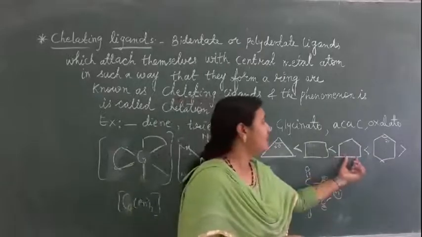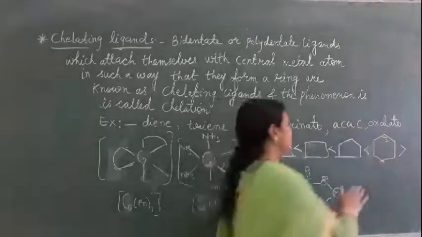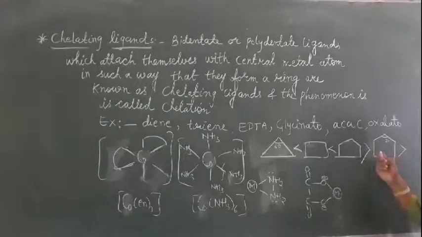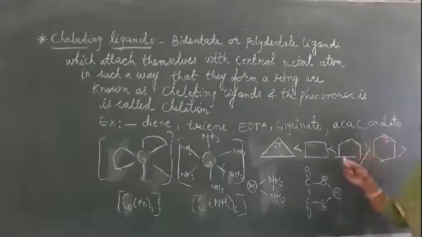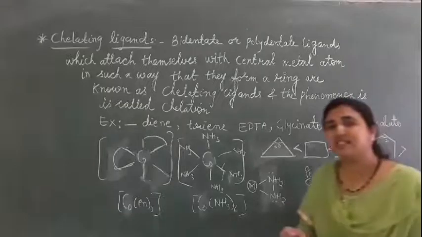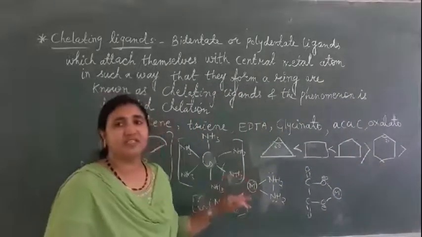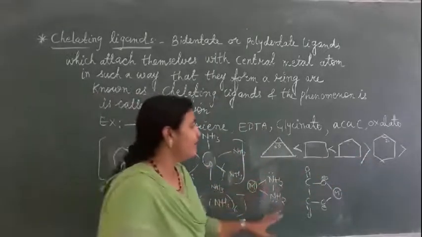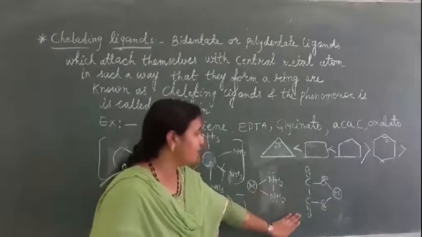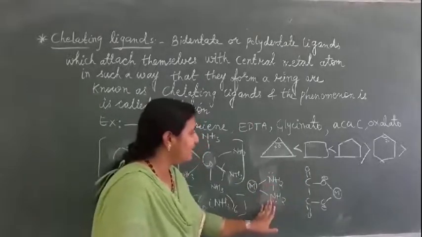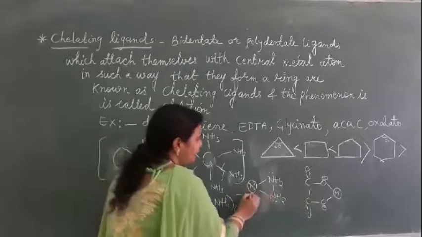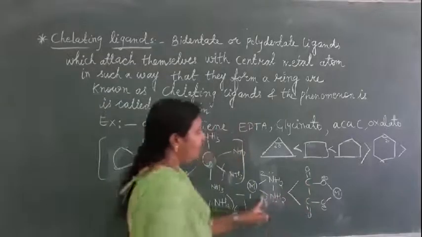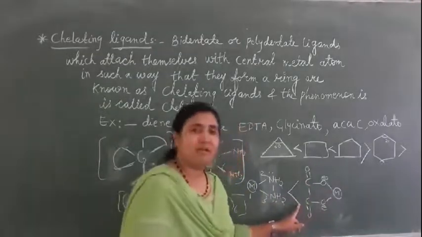The 5-membered ring is more stable than the 6-membered ring, because if the size increases, the steric hindrance increases and stability decreases. Among all of these, the 5-membered ring is the most stable. If you compare, this is a 5-membered ring, oxalate, and this is hydrazine, a bidentate ligand. How many rings will they form here? 1, 2, 3, a 3-membered ring. So the stability will be more for the oxalate ion because it is a 5-membered ring.